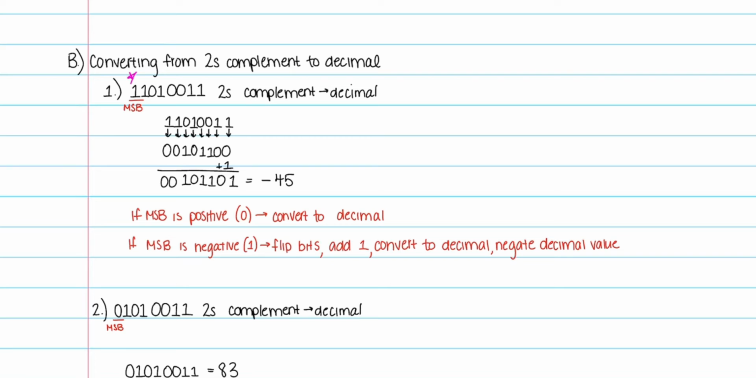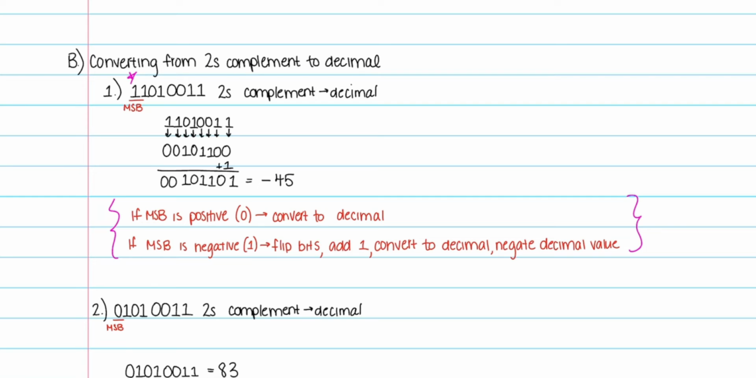If the most significant bit had been a 0, we would just be able to convert from binary to decimal as normal, as this decimal number would just be a positive number. But since our most significant bit is a 1, which is a negative decimal number, we're going to have to flip the bits and add 1, and then convert to decimal, and then negate the decimal value that we find. You can see these steps here for both scenarios.